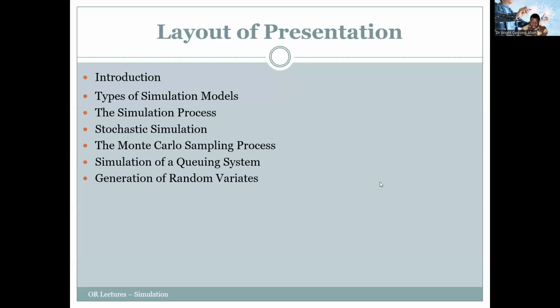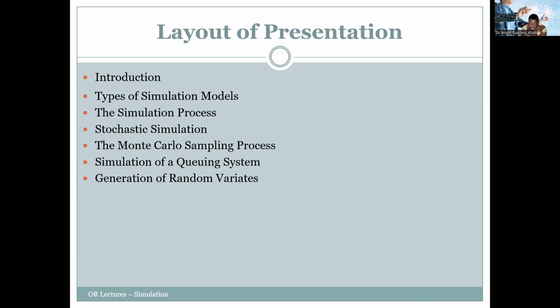In our last lecture on simulation, we introduced the concept of simulation and the types of simulation models. We looked at the simulation process and used the Monte Carlo sampling process to undertake a stochastic simulation of an activity. And we looked at how a queuing system can also be built through a simulation system.